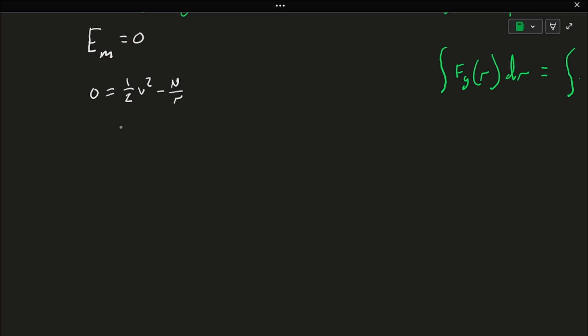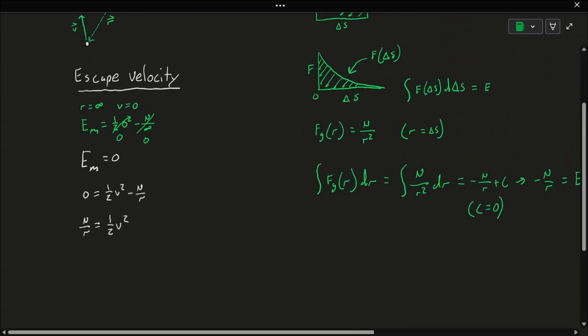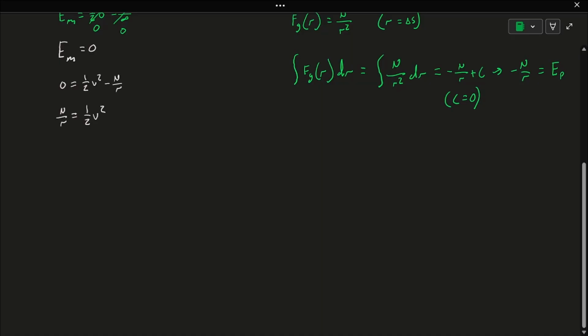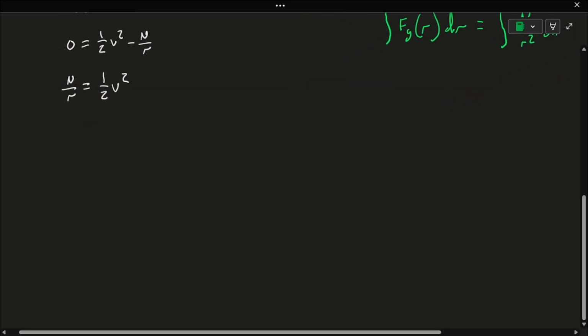So one more rearranging of this, just to get it in a bit of a nicer form. Mu divided by r equals 1/2 v squared. So that's kind of cool. That's how we calculate escape velocity. So now let's get on to calculating the event horizon.